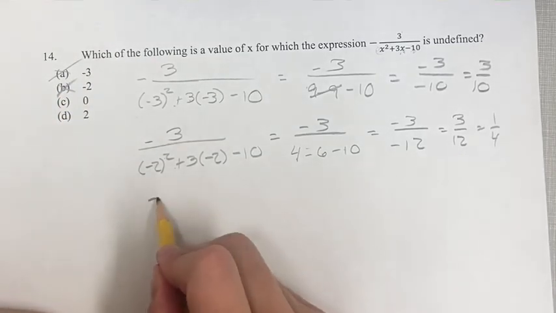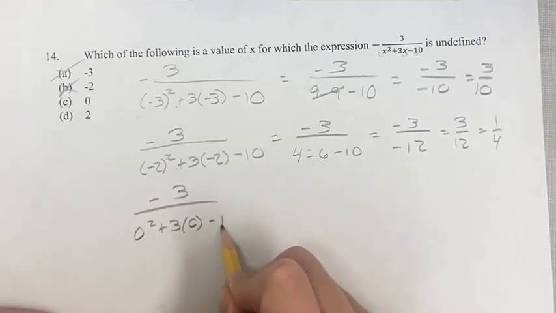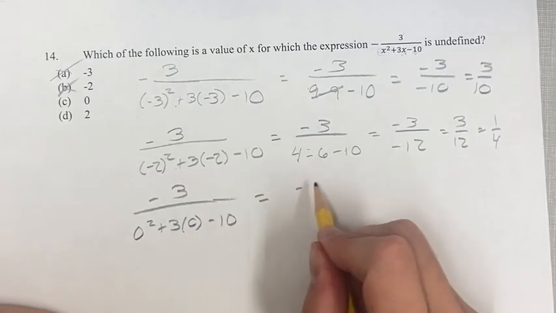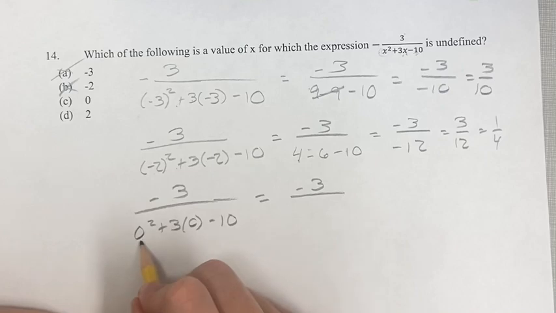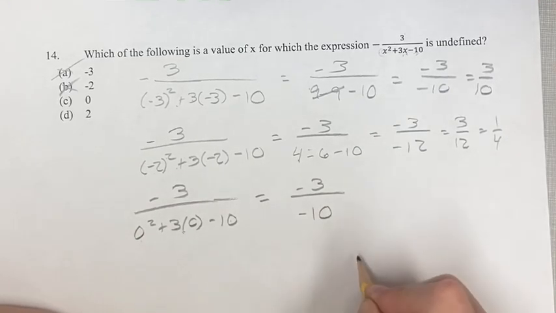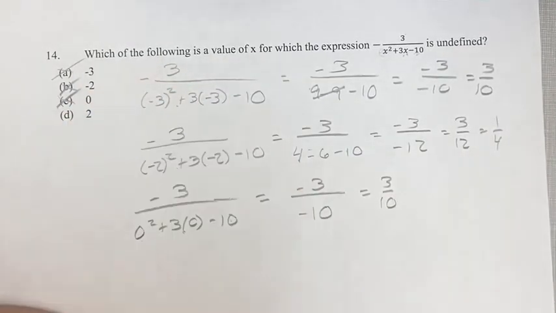C, 0. -3 over 0 squared plus 3 times 0 minus 10. Hopefully you're starting to get in the rhythm of what we're doing here. We're just plugging in whatever value we need for x. This is going to give us -3 over 0 squared is 0, plus 3 times 0 is 0, which just leaves us with -10, and this is 3 over 10. So A, B, and C are not our answers, so we know D is going to be our answer. If you were on the test, you just circle D and move on.